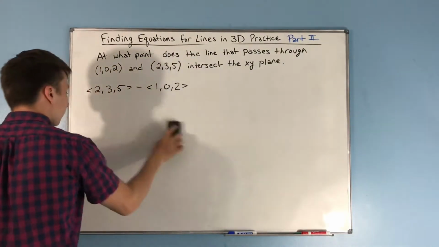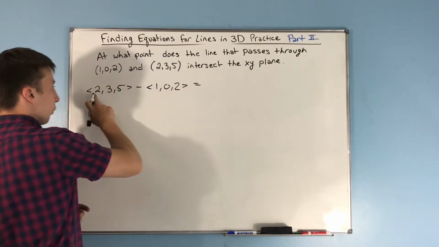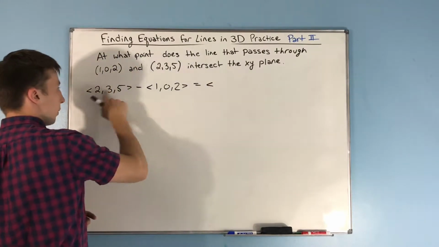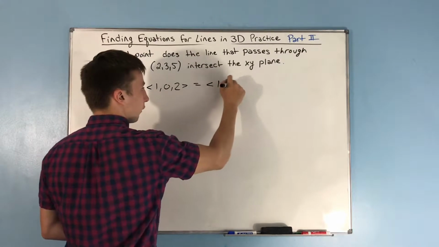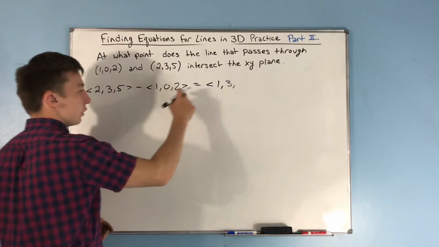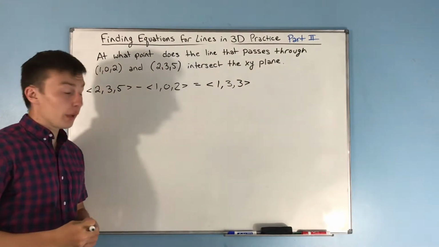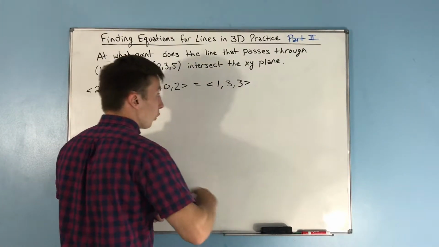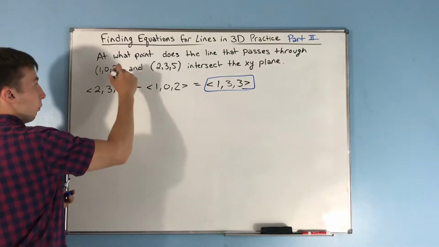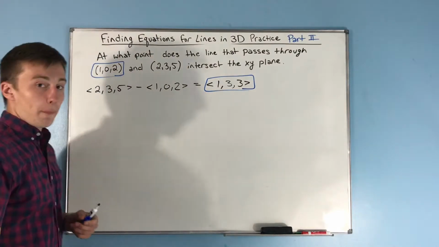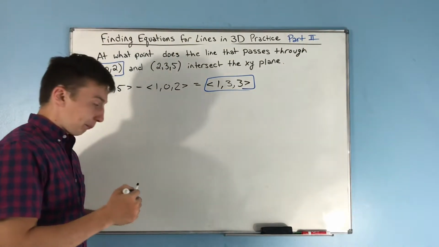Anyways, we can see that this is equal to 2 minus 1, which is 1, 3 minus 0, which is 3, and 5 minus 2, which is 3. So we get (1, 3, 3). Now we have a direction, and let's use one of these points. Let's use (1, 0, 2). That'll be our point. It doesn't matter which one we take, but let's just take that one.